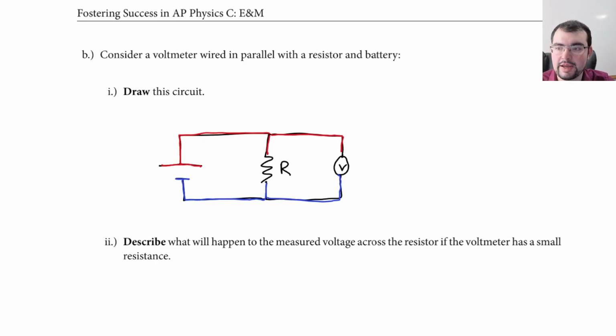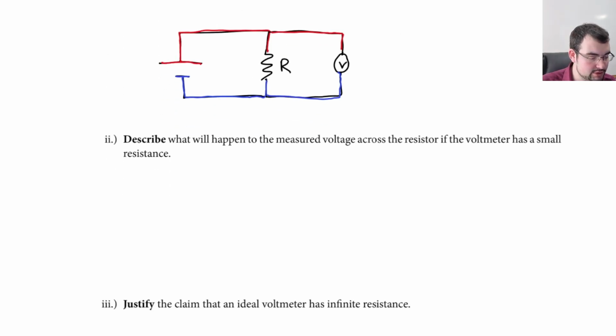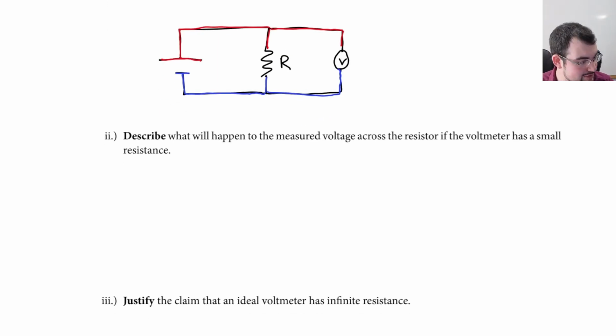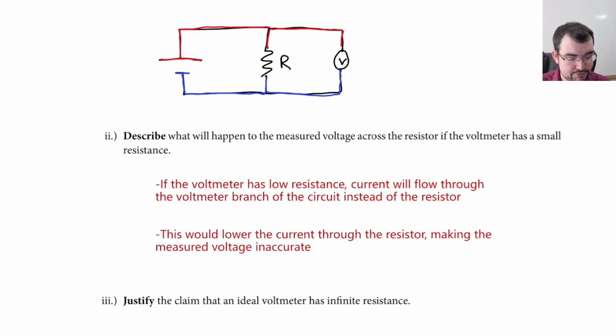So again, what will happen to the measured voltage if the voltmeter has a small resistance? Well, if it has a small resistance, it's going to steal the current. It's going to steal all the current from your battery, because you open a free path back. So the voltmeter branch is going to steal the current. This is lowering the current in the resistor, and the measured voltage would be inaccurate.